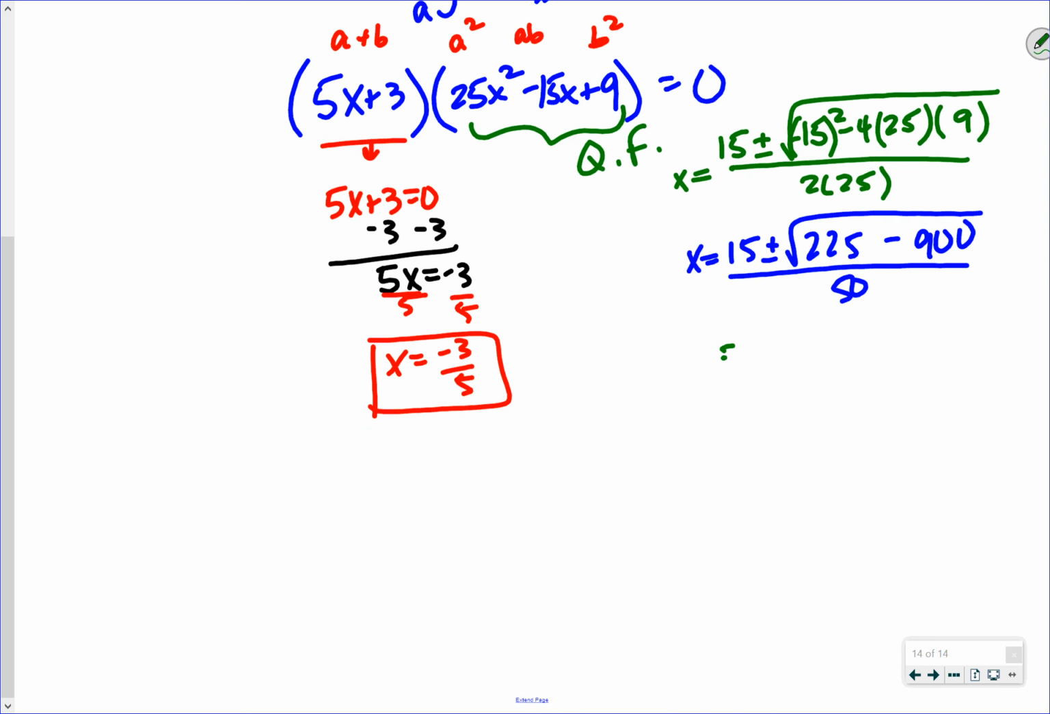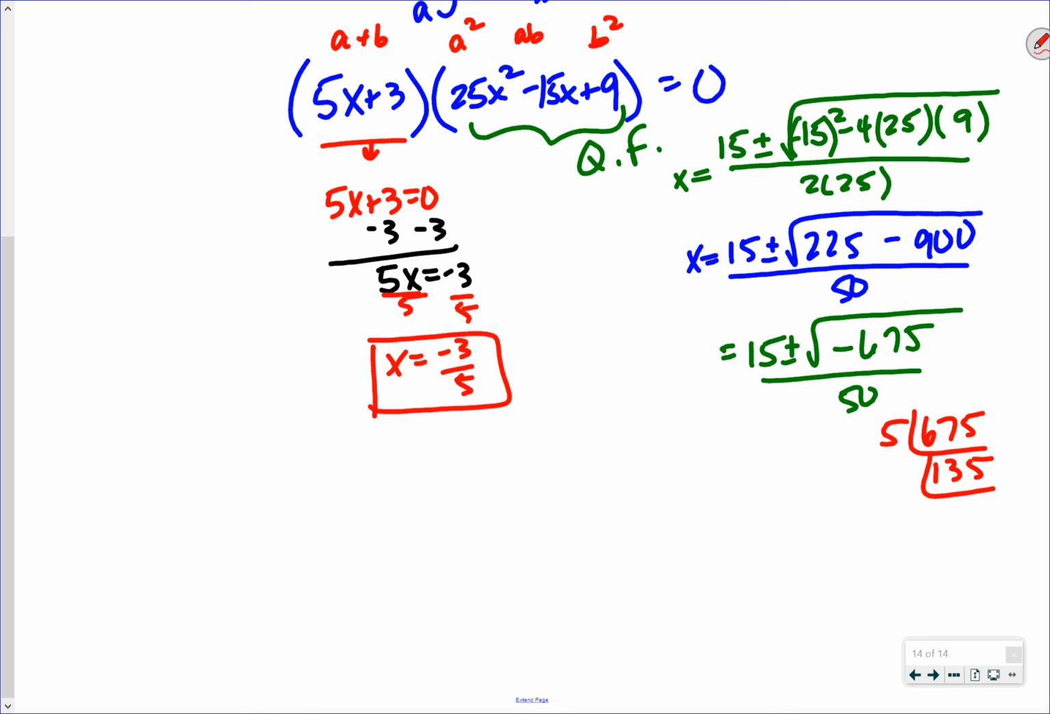I have 15 plus or minus the square root of 225 minus 900, which is the square root of negative 675, all over 50. I have to break down that number. 675: 5 goes into 675, giving 135. What goes into 135? 5, giving 27. What goes into 27? 3, 9 times, and 3 goes into 9, 3 and 3.